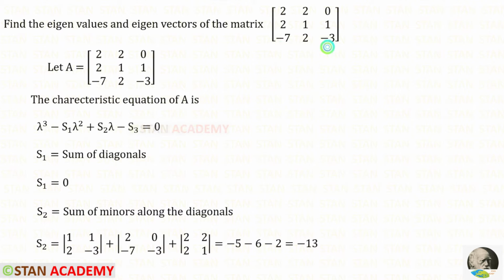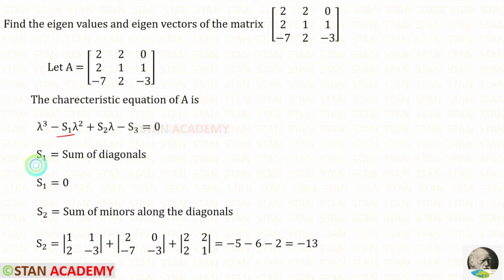Hello everyone. In this matrix, we are going to find the eigenvalues and eigenvectors. Let us keep this matrix as A. We know the characteristic equation of A. We can write that. In the previous problem also, we have seen these.